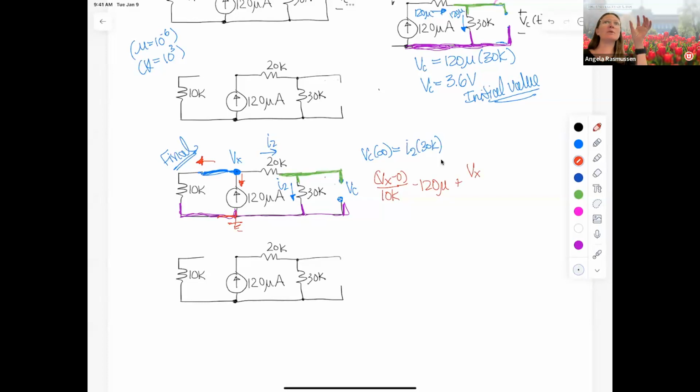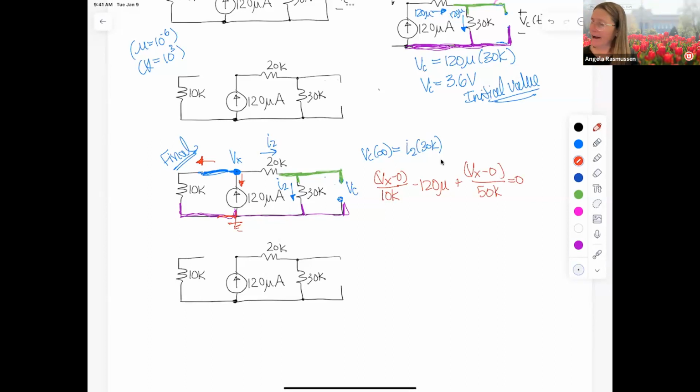The issue is if I bring in VC, it's another unknown. So I would need another equation. So to simplify it, I'm going to ignore VC and try and keep it in Vx terms, and then go back and write it with VC once I know Vx. Yes, minus 0. Correct. You were right in that that was a correct equation to write, but then it adds in another unknown. So that would be why I would want to write it as Vx minus 0 over 50K. And now I can solve this for Vx.